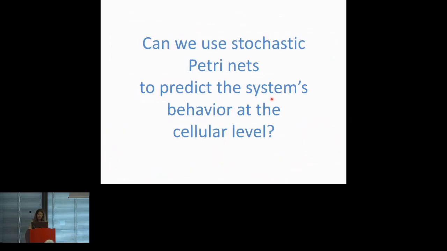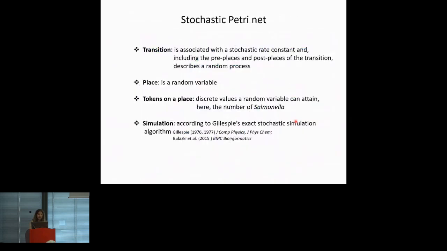Okay, so I'm coming to the stochastic part. So the question is, can we use stochastic PetriNets to predict the system's behavior at the cellular level? For the stochastic PetriNet, the transitions are associated with stochastic rate constants and describe a random process. Each place is a random variable, and the tokens on a place describe discrete values a random variable can attain. Here, in our example, the number of salmonella. And the simulation we are doing just with the well-known Gillespie's exact stochastic simulation algorithm.